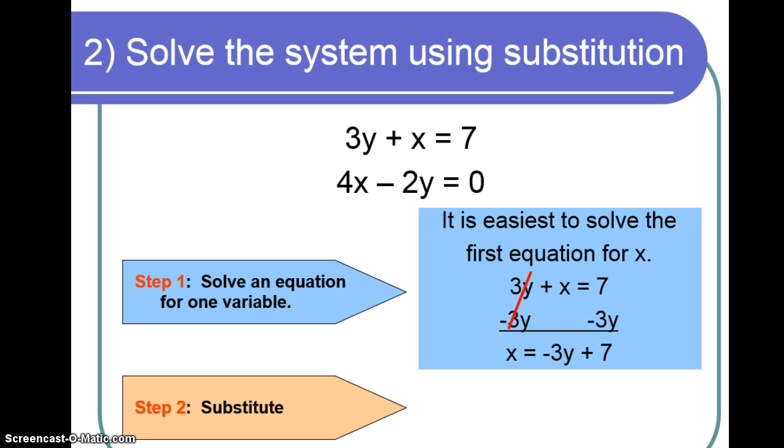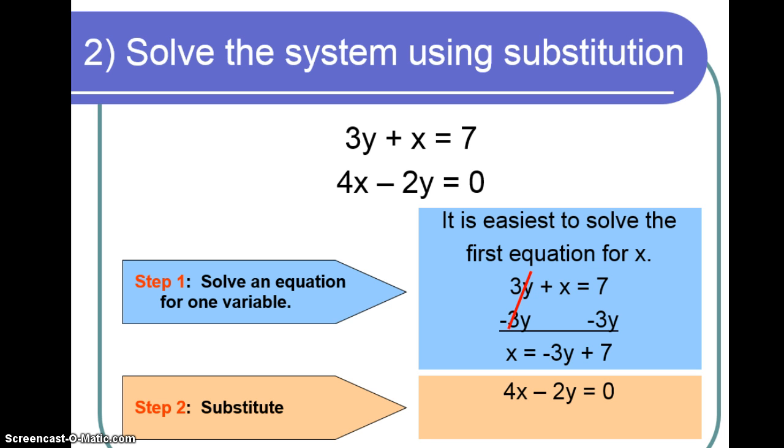And step 2 is to substitute. We solved for x. We know that x equals negative 3y plus 7. So just as we've been doing for a couple of weeks, we're going to plug that value into the equation. So we have 4x minus 2y equals 0.